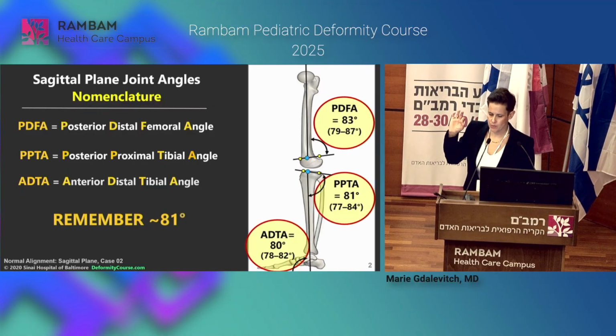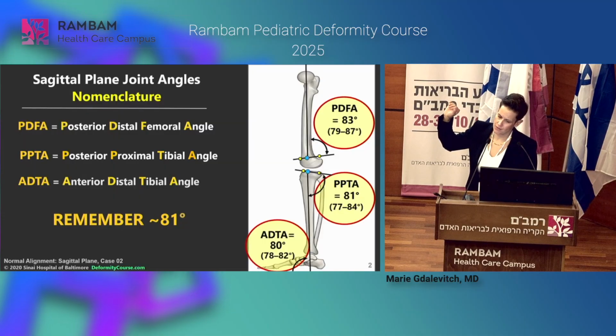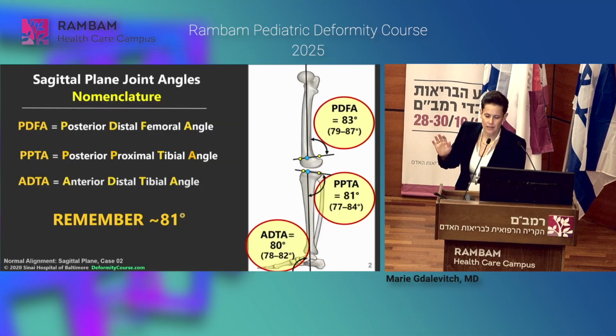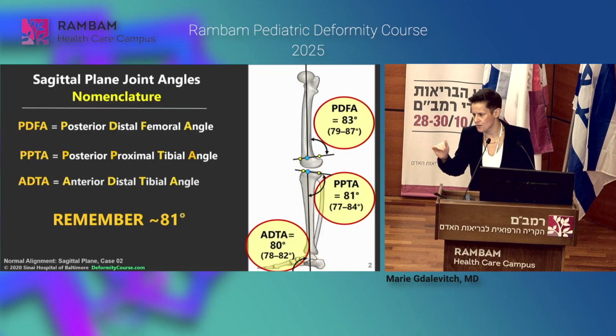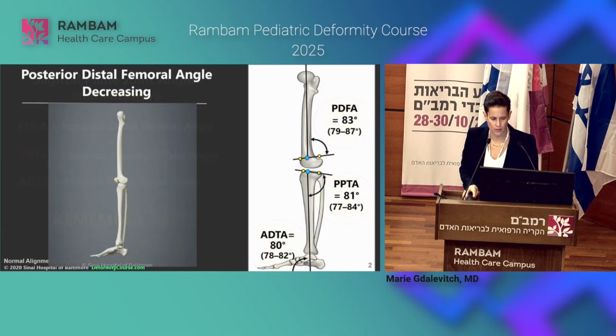The easiest way to remember this, in my opinion, is approximately 81 degrees. Sometimes the PDFA is 83. It can go anywhere from 79 to 87. The PPTA, 81 degrees, and the ADTA, 80 degrees. So in my mind, I always say 81 degrees plus or minus, and we're in the good ballpark.